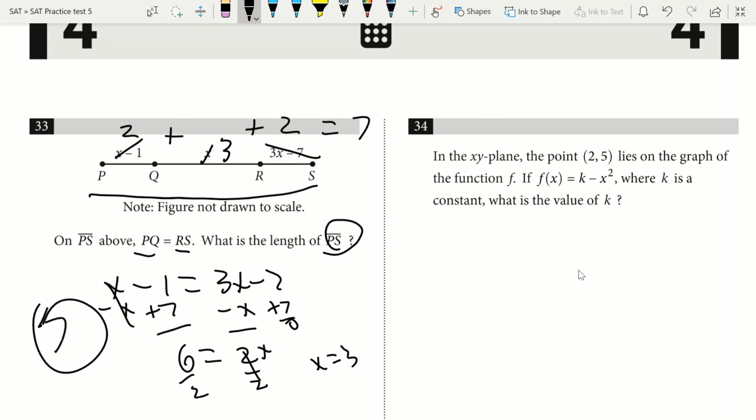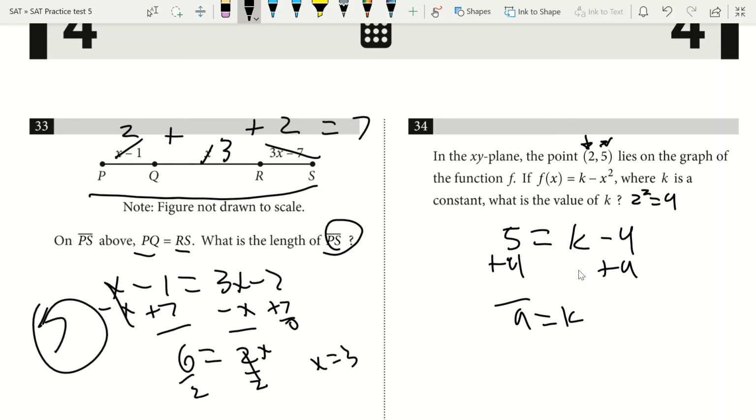All right. 34. In the xy plane, the point (2, 5) lies on the graph of the function f. If f of x equals k minus x squared, where k is a constant, what is the value of k? All right, well, I know I can plug in 5 for f of x. So now I get 5 equals k minus x squared. We know x is 2. We know 2 squared is 4. k minus 4, I add 4 to each side, right? Now I get 9 equals k, so my answer is going to be 9.